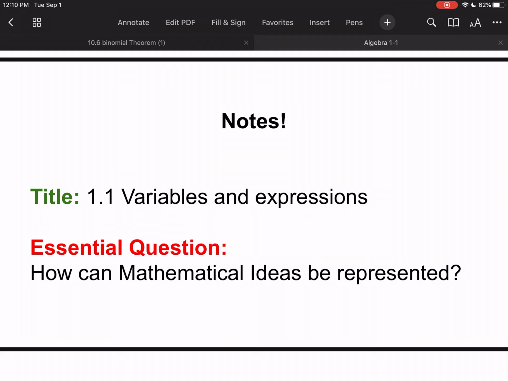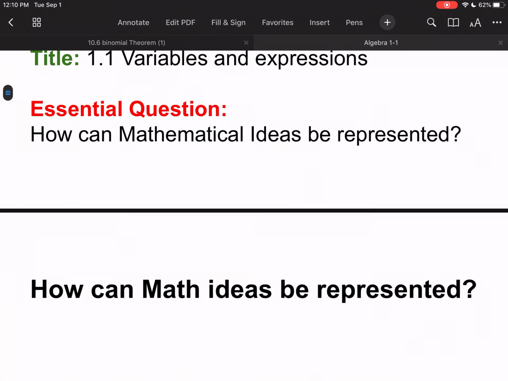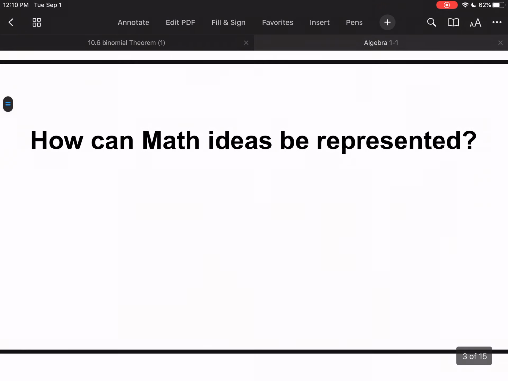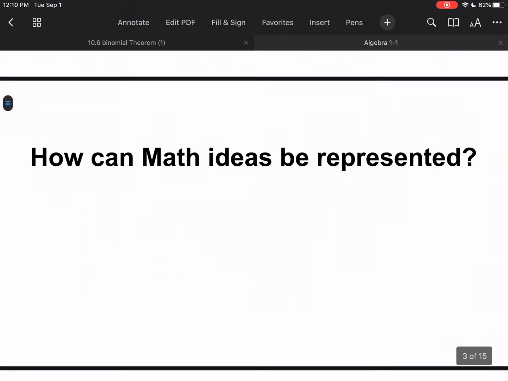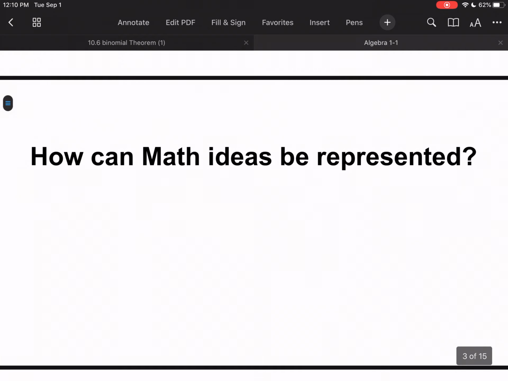To start us off, I want you to think about an essential question for the chapter: how can mathematical ideas be represented? Think about that, and I'm going to ask for your response. Think of all the various ways that math ideas can be represented. I'll be very interested in class to discuss what you came up with.